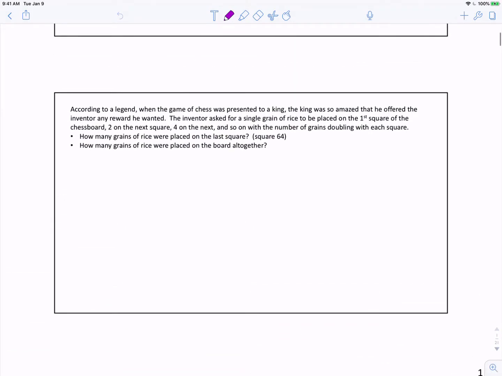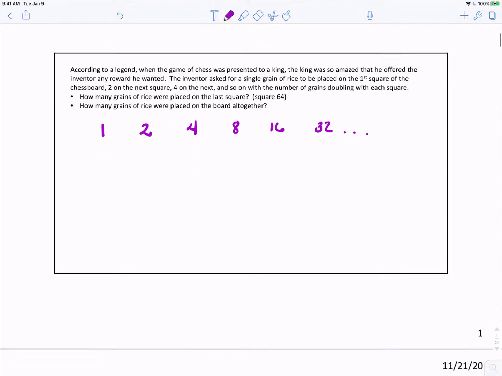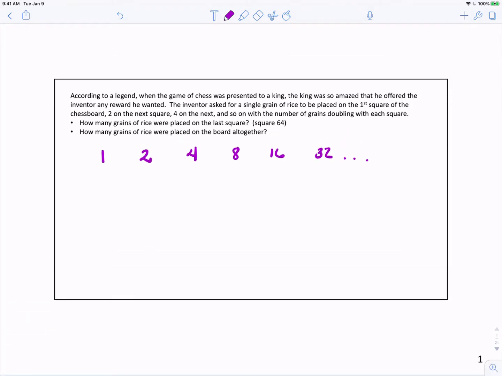Well, we can think about this. There was 1 grain on the first square. The next one would have 2, and each time it doubled. So 4, 8, 16, 32, and this went on until there were 64 numbers in the list. This is an example of a sequence, all right? Each of these numbers in the sequence is called a term.